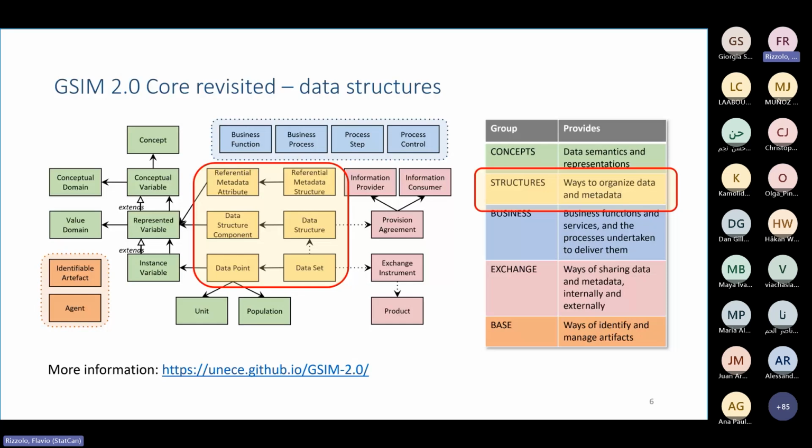Data is organized in data sets, as we mentioned before, which consist of data points, and they are further described by data structures and their components. So that's kind of what we are starting from. And next, we are going to see with an example how this works for a particular type of data.